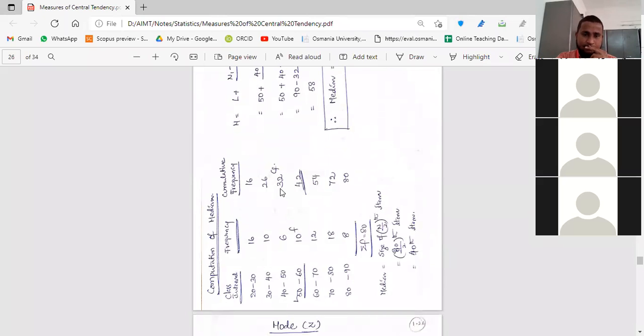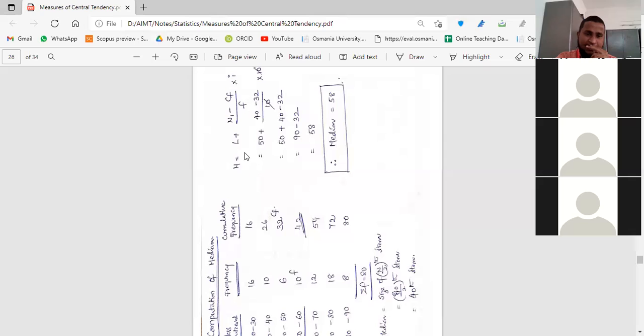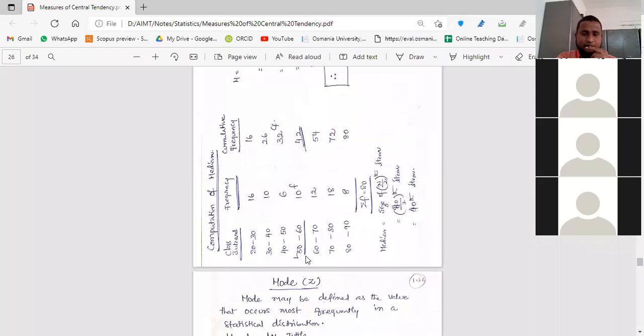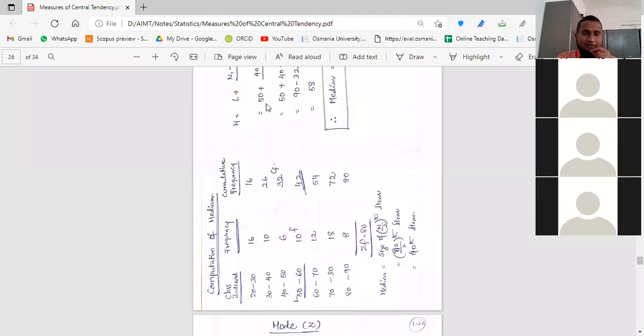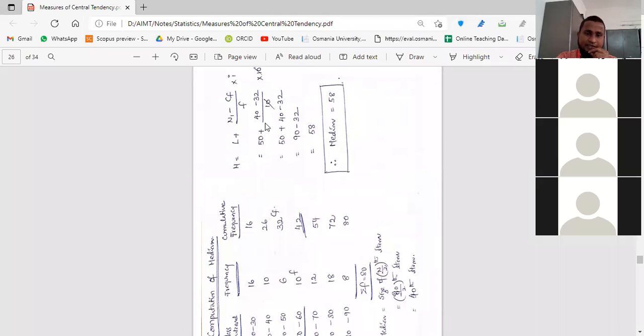Just above means 32. So the formula is L plus (N1 minus CF) by F into I. What is L? The lower limit of the median class. In 50 and 60, 50 is the lower limit and 60 is the higher limit. So L is 50. N1 is 40, which you already found. Minus CF, which is 32, just above the median class. Divide by frequency, which is 10.